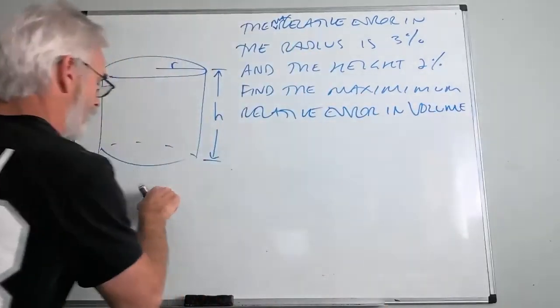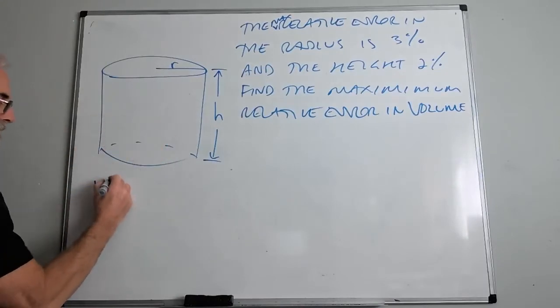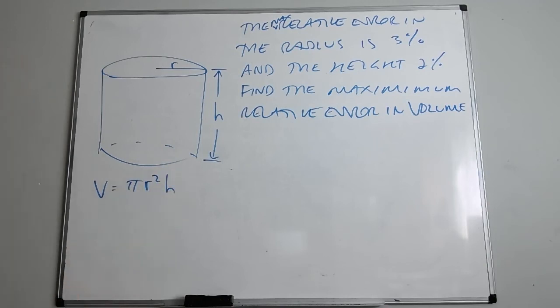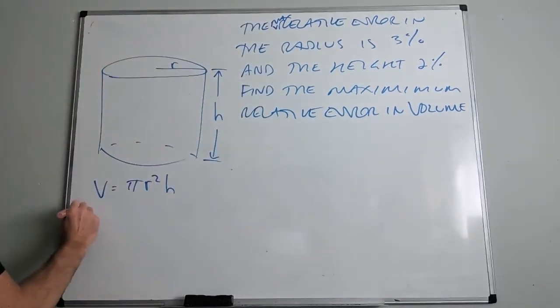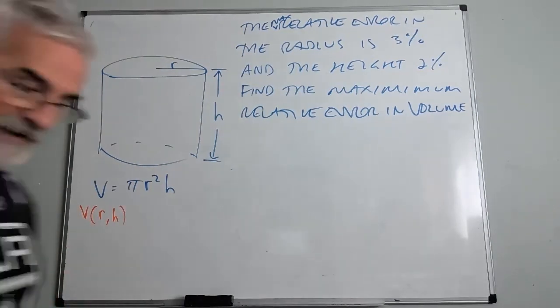So what is the volume? Well, this is a circular cylinder, so the volume is pi r squared h. That would be useful to know. Okay. Volume is a function of two variables, so you can think of volume as actually V of r comma h. That means I'm going to take partial derivatives along the way.